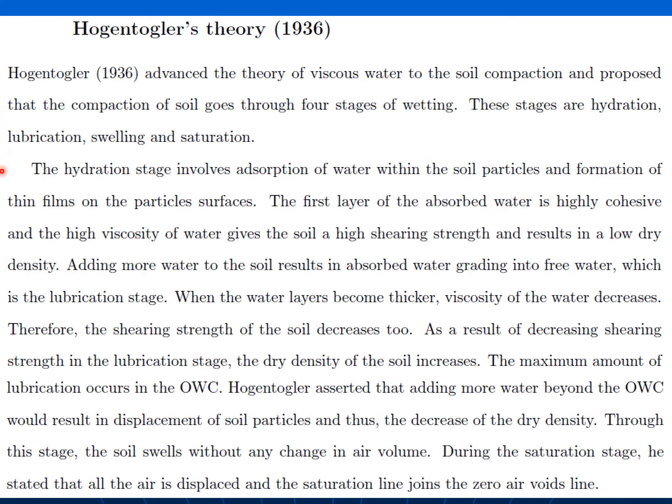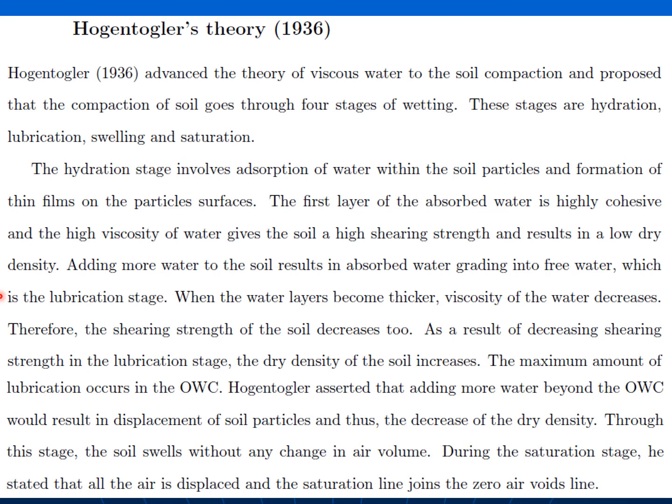The hydration stage involves adsorption of water within the soil particles and formation of thin film on the particle surfaces. The first layer of the absorbed water is highly cohesive, and the high viscosity of water gives the soil a high shearing strength and results in a low dry density. Adding more water to the soil results in absorbed water grading into free water, which is the lubrication stage.